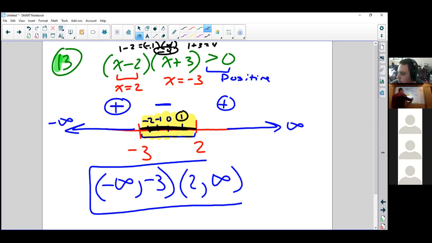Those regions, if I plug any numbers to the left of negative 3 and any numbers to the right of 2 into our equation, we're going to come up with a positive answer.